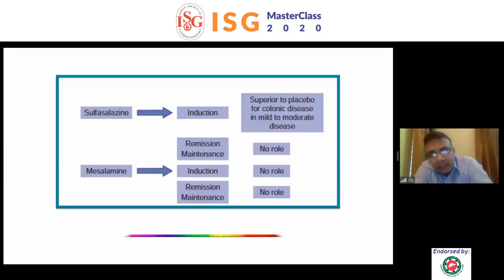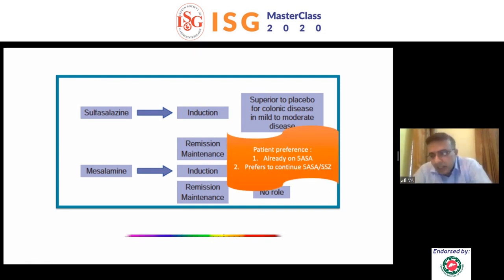Data, however, tells us that when it comes to 5-ASAs, only sulfasalazine has been found to be superior to placebo, and that only for induction. For remission maintenance, induction, mesalamine and sulfasalazine, they have been found to have no role. But yet, in real life, what has been seen is that many patients of mild Crohn's disease with inflammatory phenotype, if they have started on 5-ASA, they seem to be doing well, and we do not see any reason why it should be stopped in such patients. And if they have a preference, they should be continued on 5-ASAs as long as the risk of progression is low. That is what you keep on evaluating.